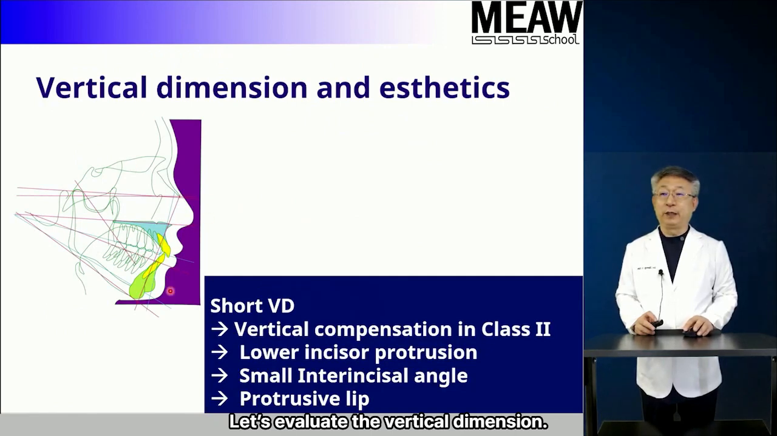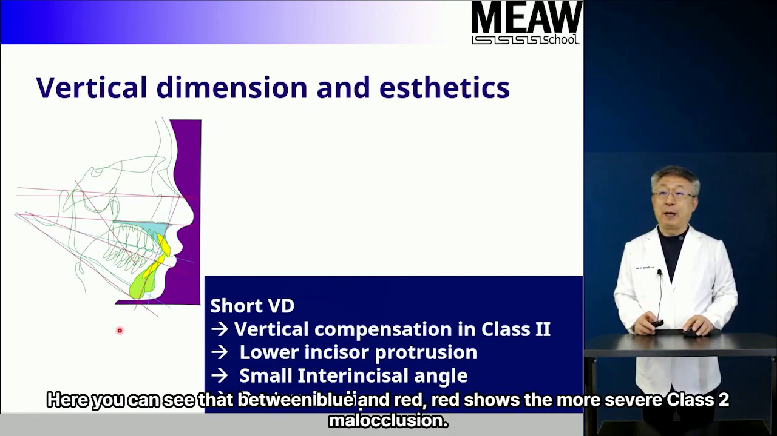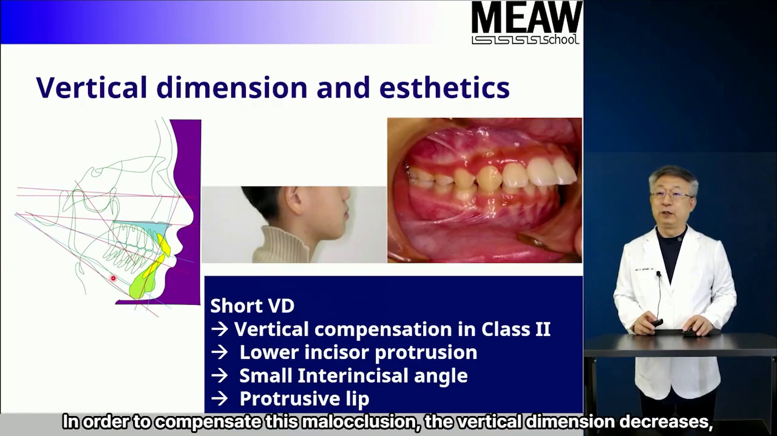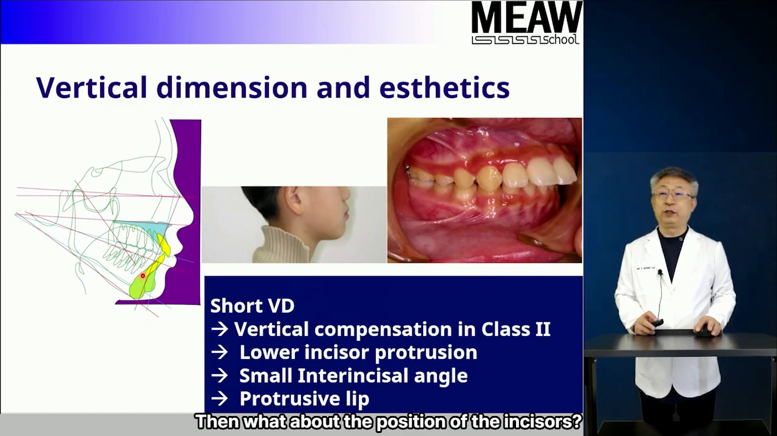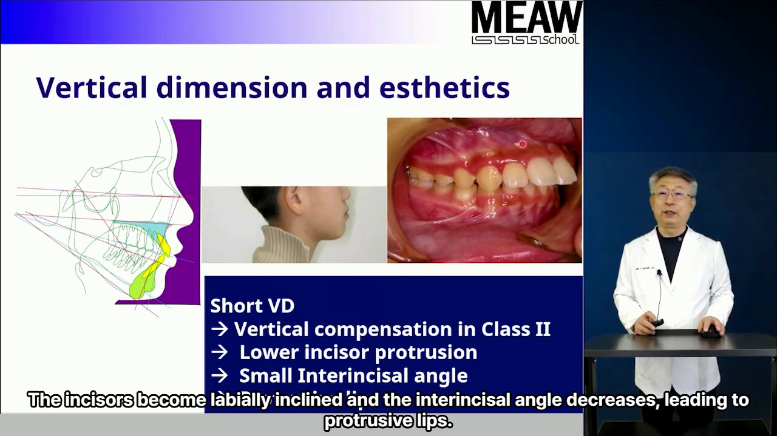Let's evaluate the vertical dimension. Here you can see that between blue and red, red shows the more severe class 2 malocclusion. In order to compensate this malocclusion, the vertical dimension decreases, and this is known as the vertical compensation in class 2 malocclusion. Then what about the position of the incisors? The incisors become labially inclined and the interincisal angle decreases, leading to protrusive lips.